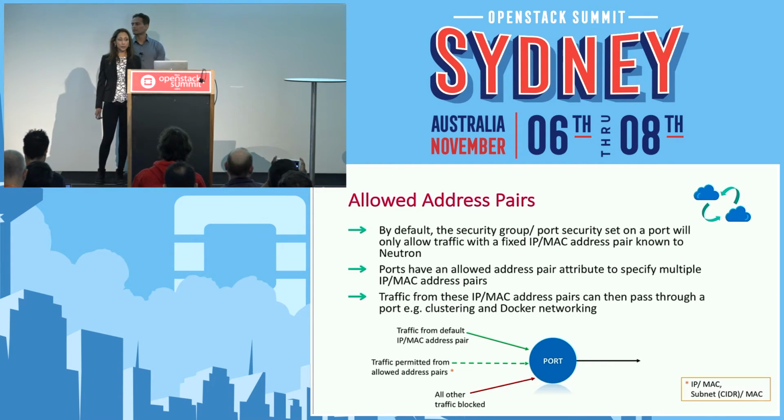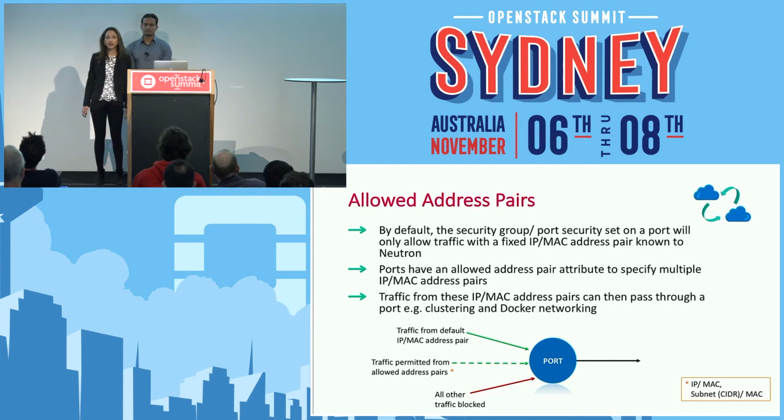So here you have a port, and by default, traffic from a fixed IP MAC address can pass through this port. In addition to that, you can have additional IP MAC address pairs that are specified as part of the allowed address attribute, and then that traffic would be permitted as well. All other traffic is blocked. Now, when we talk about allowed pairs, it can be an IP MAC address pair, or it can be a subnet or a CIDR MAC address pair.